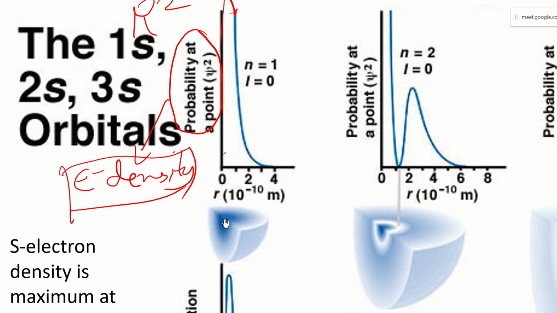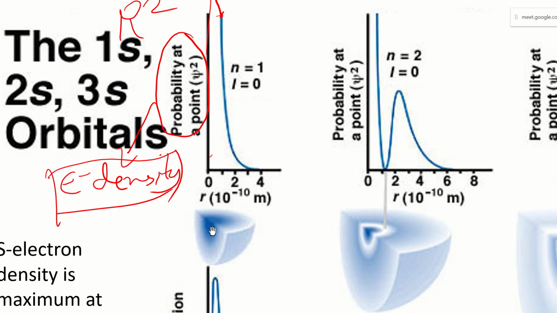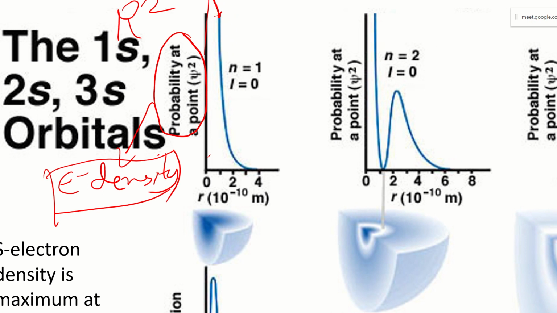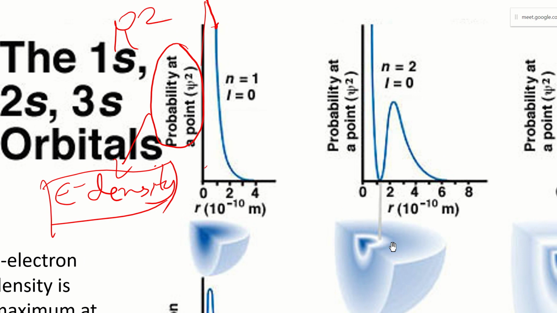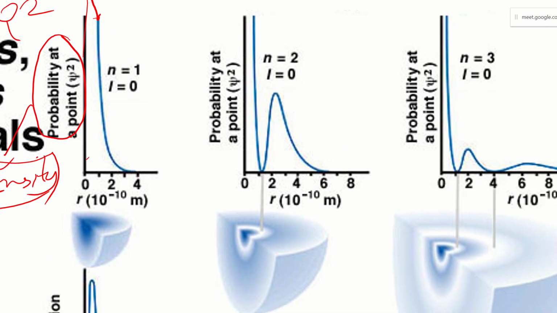In case of 1s, you have color at the center, very dark blue color, which fades away slowly, and finally becomes white at the extreme, at a very far away distance from the nucleus. Secondly, this is your 2s. So electron density is very high at the nucleus.